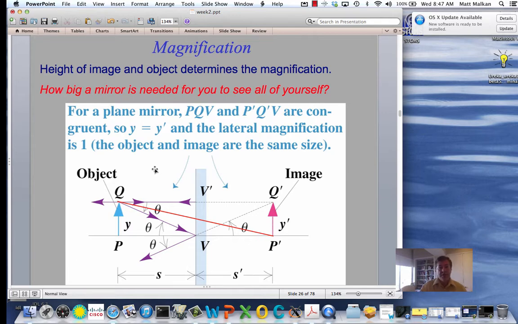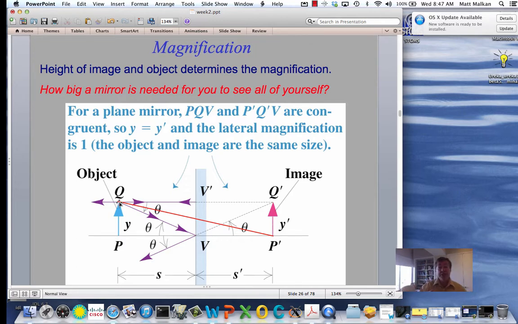What's the minimum size mirror that you need, the minimum height mirror, so that you could see everything from head to toe? Let's look at this. Here now is an idealized person. I hope your shoppers don't look like this. But there's their feet, and their eyes are at the top of their head. So here's the actual object. Light rays emanate from the object. Let's just look at the head, the top of the object here.